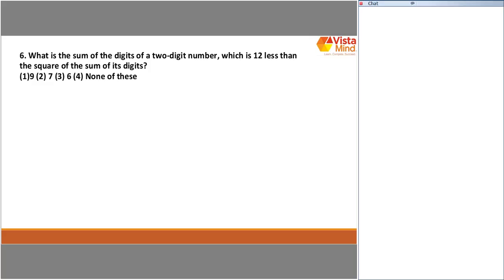How to reverse a 4-digit number? It is very simple. Thousands, hundreds, tens, units. By reversing it, it means units, tens, hundreds, thousands. You just have to rewrite it from right to left.